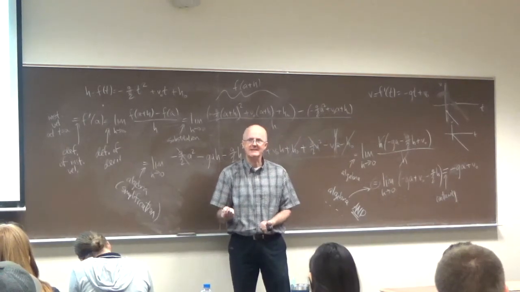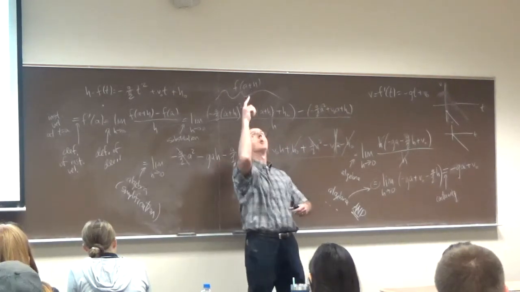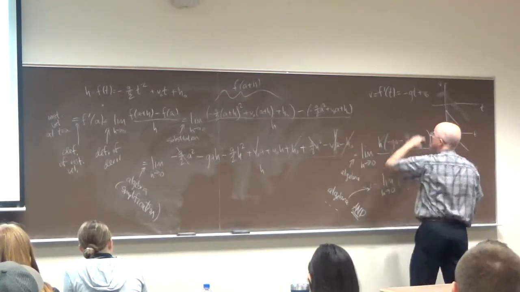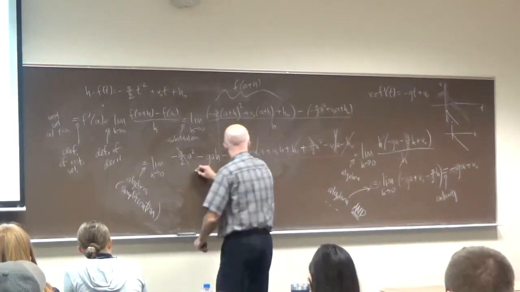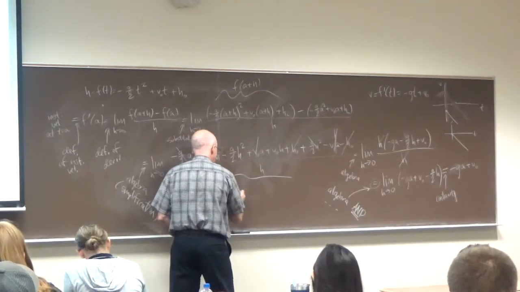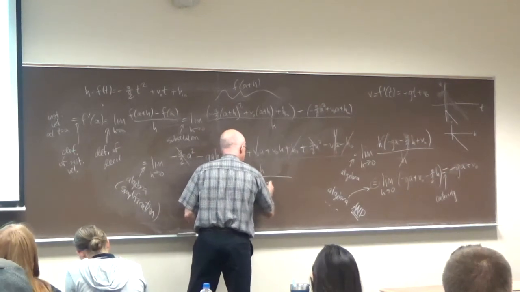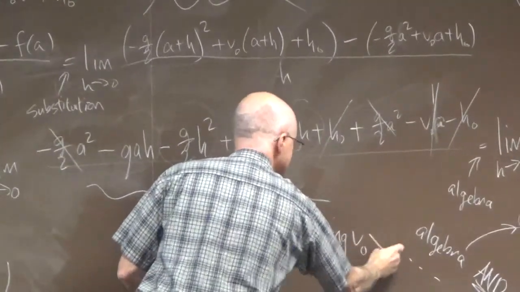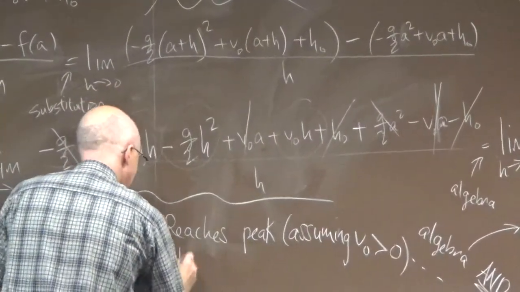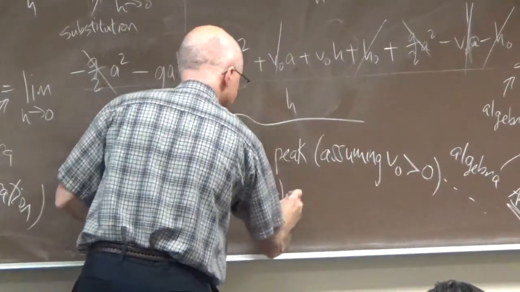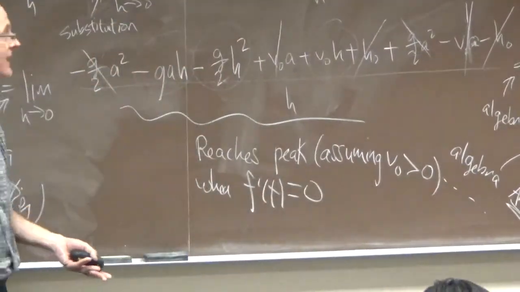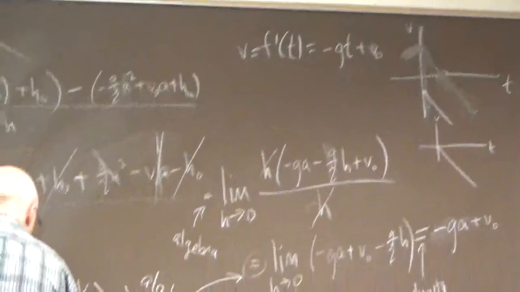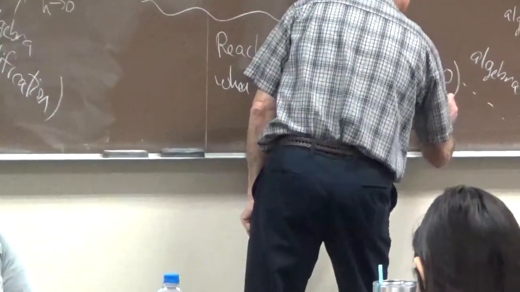You can solve problems based on this. You can figure out, for example, if you throw it straight up, when does it reach its peak? It's going to reach its peak when this is 0. You can solve physics problems. It reaches the peak, assuming v0 is positive, when f prime of t equals 0. Solve that equation for t. Set this equal to 0, solve for t, that's going to be equivalent to t equals v0 over g.